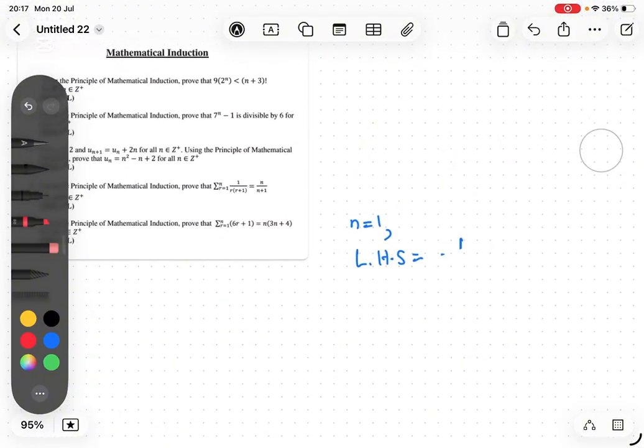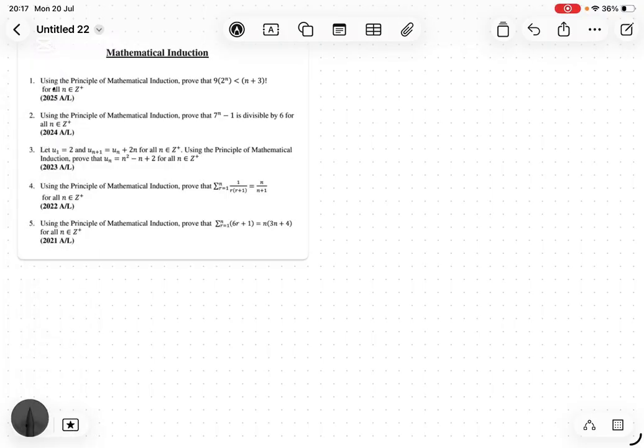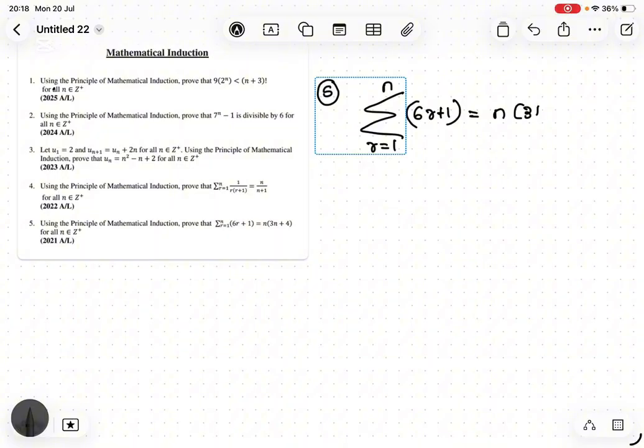And the last one, question number 5, 2021. Using the principle of mathematical induction, you have to prove that the sum from r equals 1 to n of 6r plus 1 equals n into 3n plus 4.